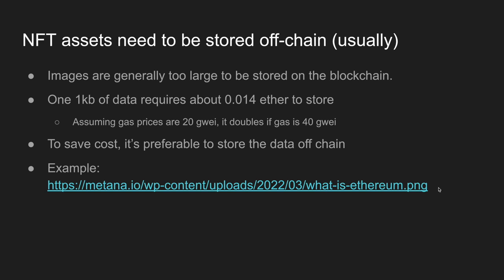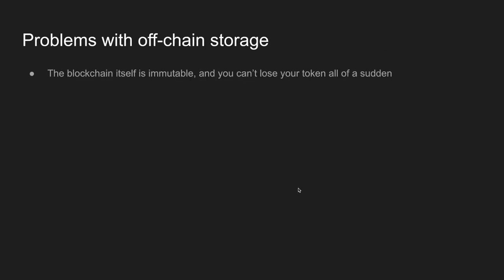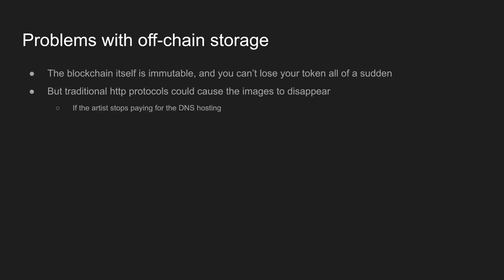So a solution to this is to point to a URL off-chain. Some NFTs do this, but there is a drawback. The blockchain itself is immutable, and you can't lose all of your tokens all of a sudden. But that doesn't apply to HTTP protocols because images there could disappear. For example, the person who launched the NFT might stop paying for the DNS, the artist stops paying for the web hosting, or the web hosting itself has an issue or goes out of business, or the content becomes censored, depending on country or locale or whatever.